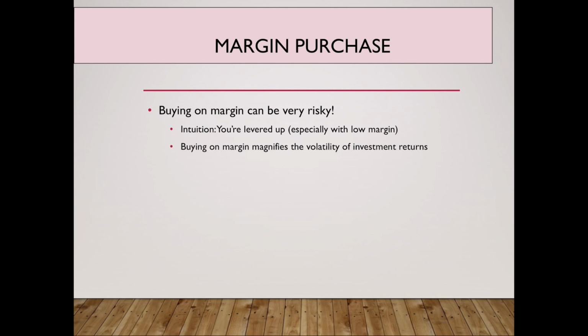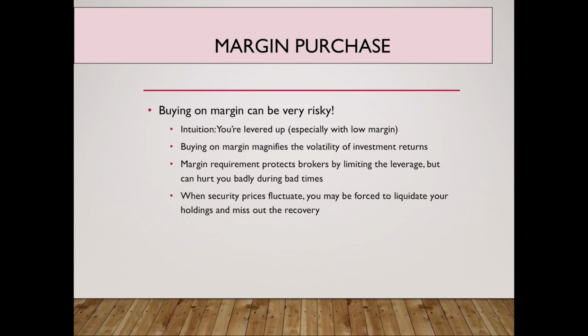As you notice in the last example, when the stock price went up 30%, the use of margin increased my return by 21%, but it also magnified my loss, where it was a 30% decrease in the stock, but in addition, with the margin that I owed, I actually lost 69% on my investment. So you can see that it magnifies both gains and losses. The margin requirement protects brokers by limiting the leverage, but it can hurt you badly during bad times, as showcased by that last example in the previous slide. And when security prices fluctuate, you may be forced to liquidate your holdings and miss out on the recovery.